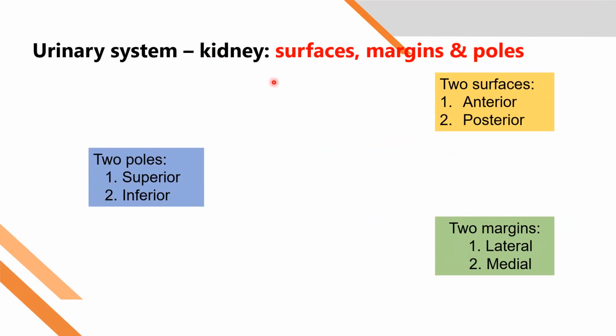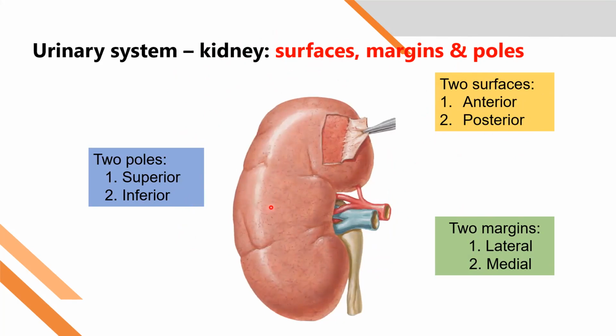This is a fact that you have to know: the gross anatomy of the kidney is best described by surfaces, margins, and poles. Where are the two surfaces of the kidney, where are the two margins, and where are the two poles? Let's talk about the surfaces. Each kidney has anterior and posterior surfaces.